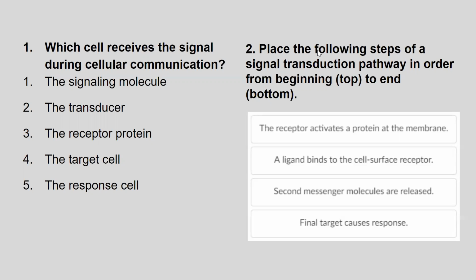Second question is, place the following steps of the signal transduction pathway in order from top, that is from the beginning, to the end, that is bottom. So you will number them in an order so that they will give you the correct sequence in which signal transduction happens. If you need to do some rough work in your notebook, take a few seconds. I'll wait for 30 seconds so that you're ready with your answers.